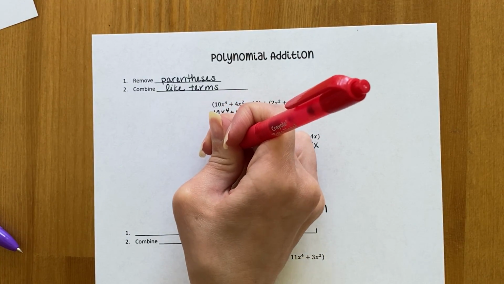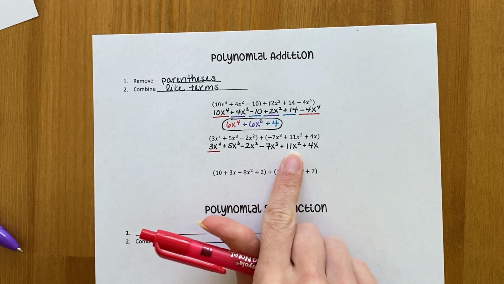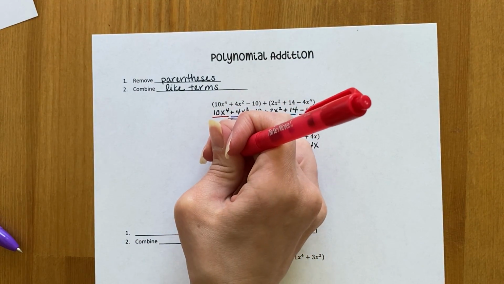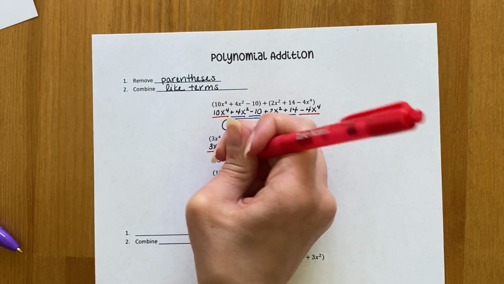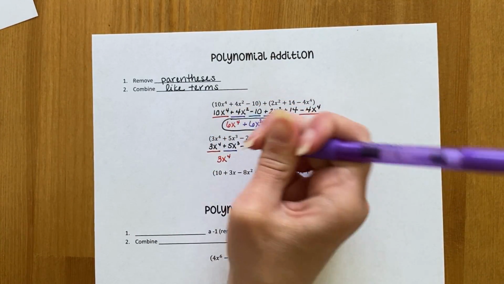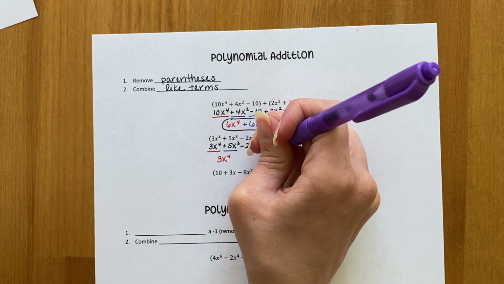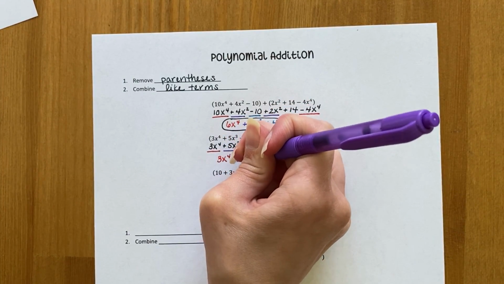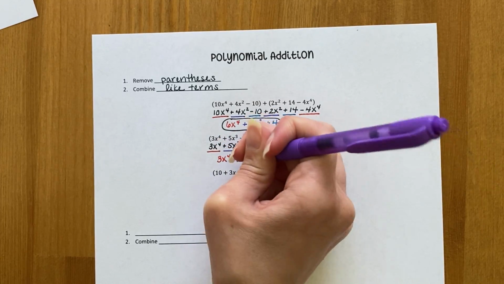Now I have 3x to the fourth here in the front, and if I look through, I actually don't have any other x to the fourth terms. So this one is just going to come down as part of my final answer. All right, after that, I have x to the third, 5x to the third, and negative 7x to the third, which should make negative 2x to the third when I combine them. 5 minus 7 will make negative 2.